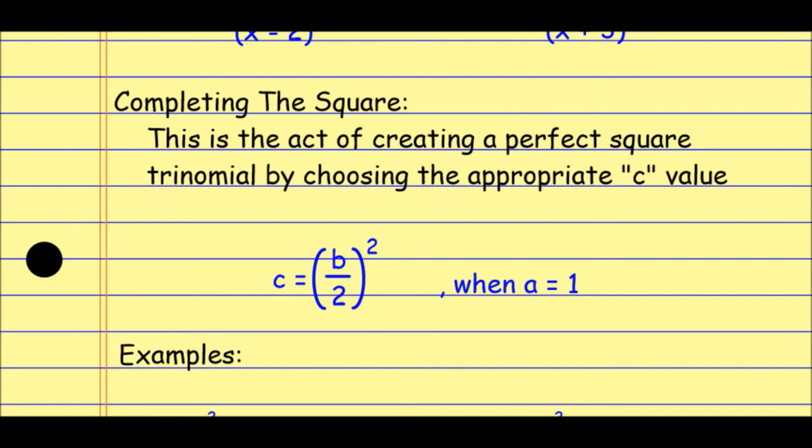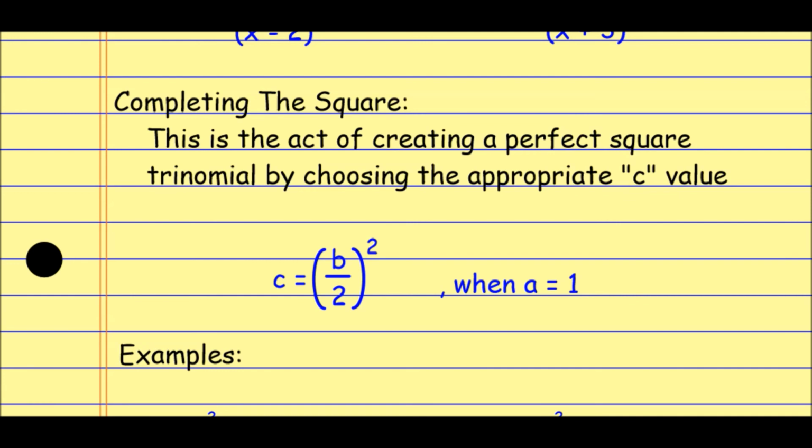Regardless of what B value I have, regardless of what's in front of the X, I can create a perfect square trinomial by simply picking the right value for the constant term, for the number at the end of this thing, all right? And here's how we do this. We do B divided by 2 and square it. That's it. We take that middle number, we divide it by 2 and square it. We take the coefficient of X, we divide it by 2 and square it.